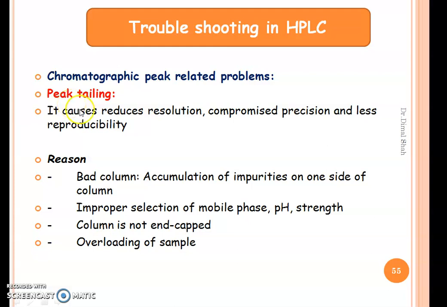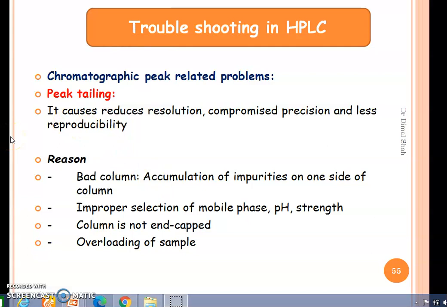Due to peak tailing, there is a reduced resolution between the two peaks that we are getting, or compromised precision, and reproducibility will also be less. Now, what may be the reason for peak tailing? The first reason is a bad column.